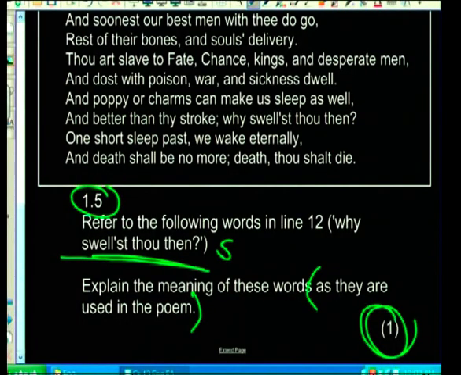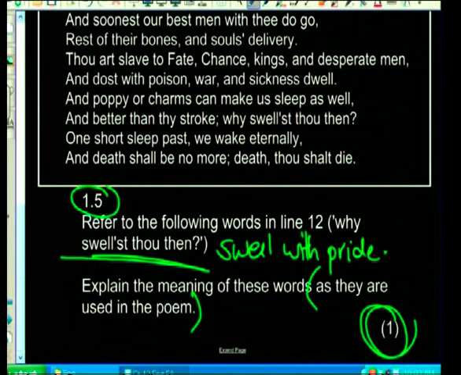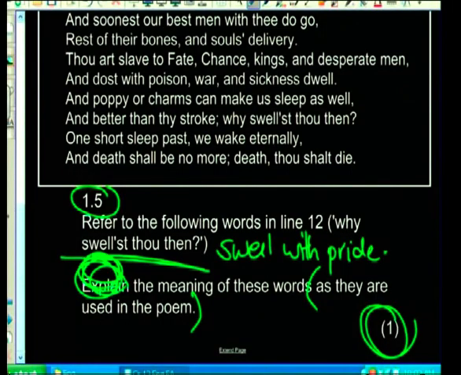So we know that the typical saying is, swell with pride, hey? To swell with pride. And that is what John Donne asks Death: why are you swelling with pride? Why are you so arrogant? Because in fact you are not all powerful. And that's what you would have to discuss. You would have to explain the meaning, and you've circled explain. You want to do it in your own words, and you want to answer in full sentences, not bullet points. You want to show the examiner that you can write. That's also part of the mark that you're going to be gaining.